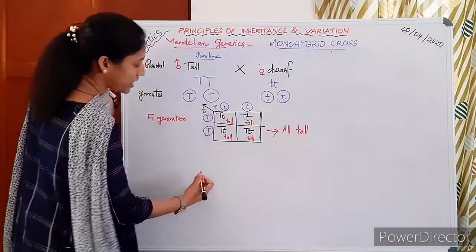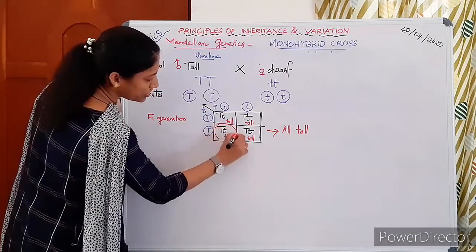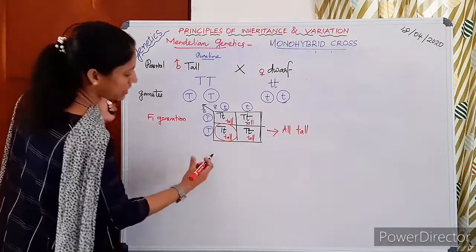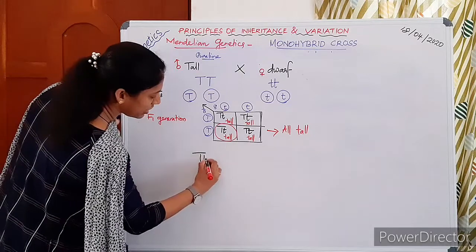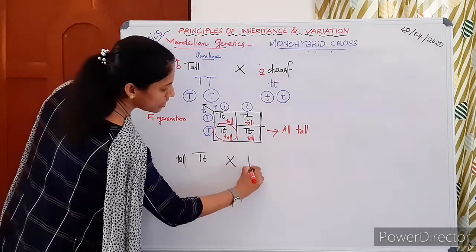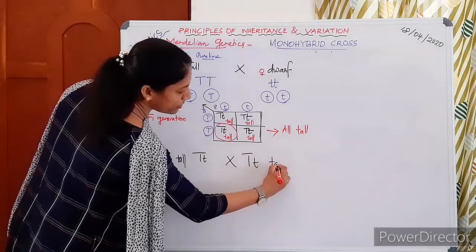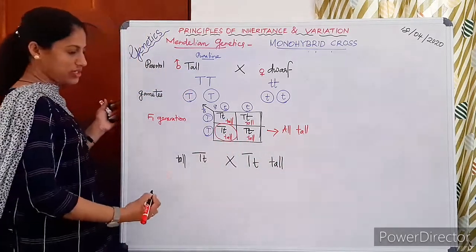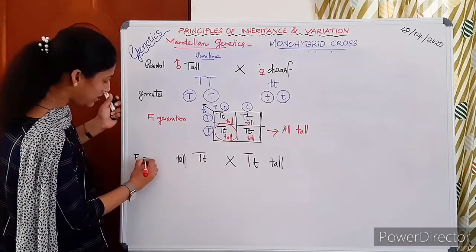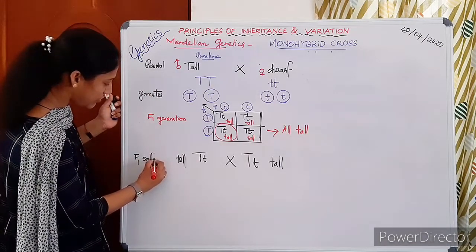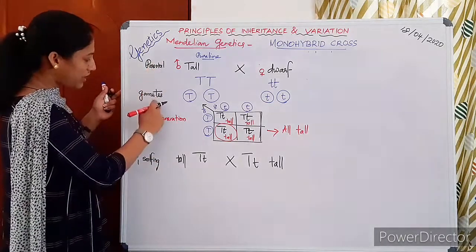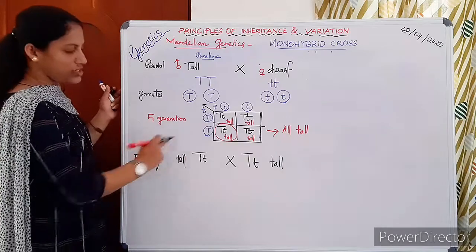In order to raise the second generation, he took one of these plants and self-pollinated it. This is a tall plant and it is crossed with the same tall plant. That means self-pollinated. Its own pollen grains are deposited on the stigma. We can write the step as F1 selfing. All the steps you have to write, that is a must: parental, gametes, F1 generation, F1 selfing.